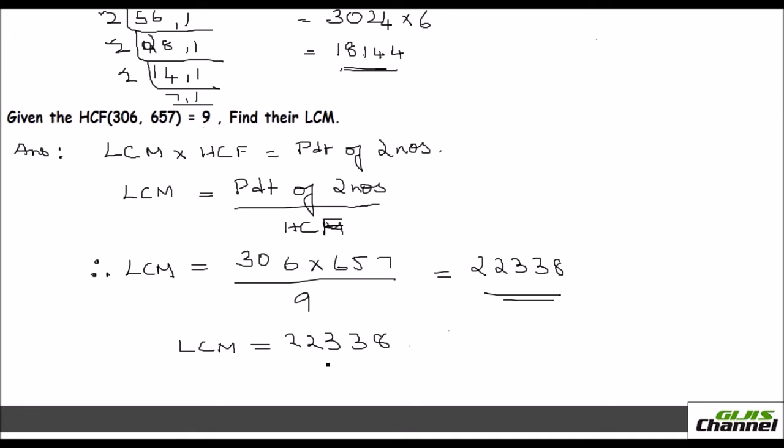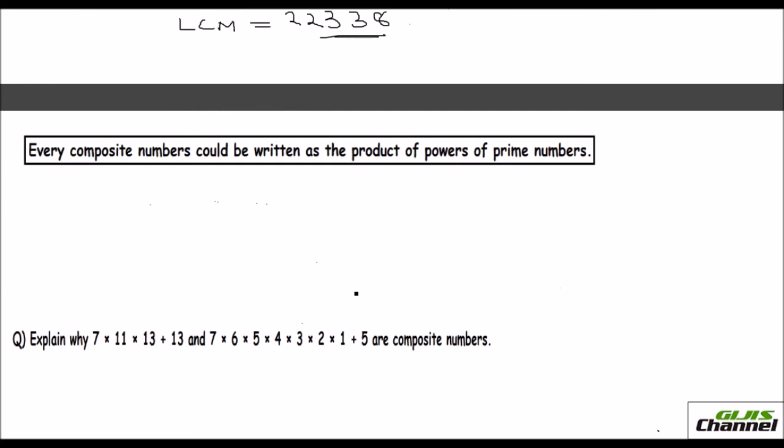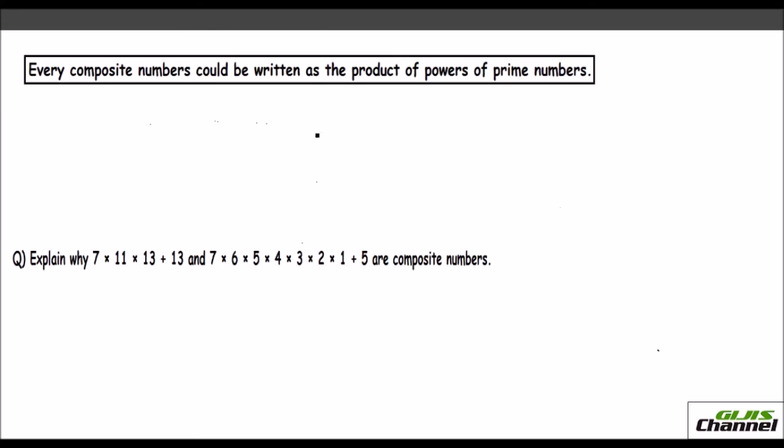Understood? Same way, if LCM is given and if HCF or GCF is asked, you can just find the GCF with this formula, the product of two numbers divided by LCM. Okay? So that's it. And I would also like to tell you one thing.